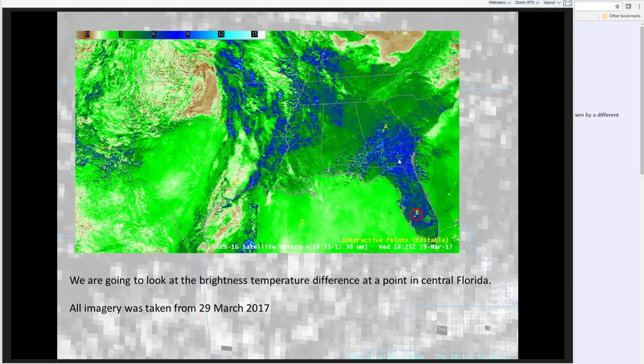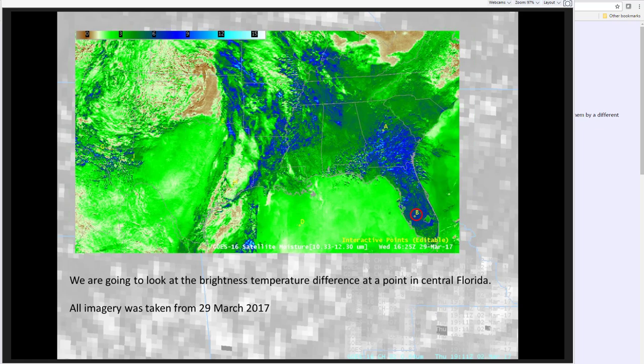So we're going to focus on the Florida Peninsula again, and specifically we're going to look at this one point here just northeast of Naples, Florida. And we're going to look at the brightness temperature difference as it evolves during the morning hours. We're going to start just before sunrise and then run through early afternoon. And all these images were taken from March 29, 2017.